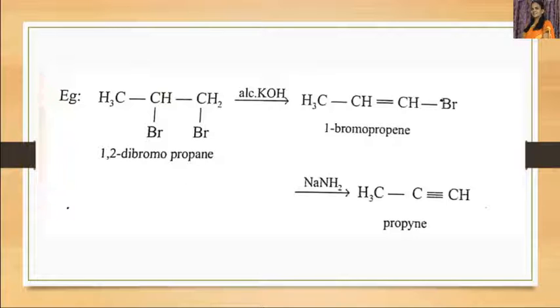This is propyne. So, in the first step, we get propene, with a double bond. In the second step, we get propyne, that is, a triple bond. The triple bond is present between two carbon atoms. That is nothing but an alkyne. Okay, so this is the first preparation.